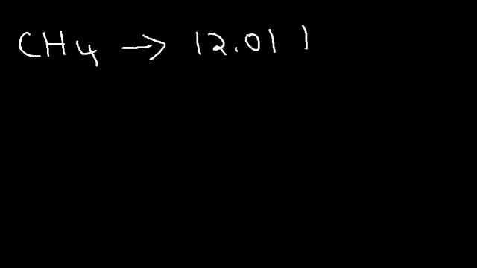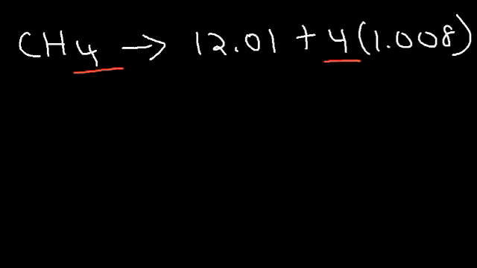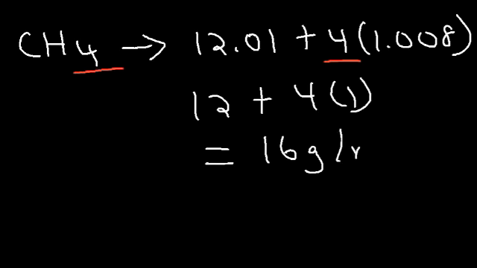Now let's say if you wanted to calculate the molar mass for CH4, how would you do it? All you need to do is add up the atomic masses for every atom in that molecule. Carbon has an atomic mass of 12.01, and for hydrogen it's about 1.008, but times 4 since we have 4 hydrogens. So let's round it and let's say this is 12 and hydrogen is 1. So the molar mass of methane is about 16 grams per mole.